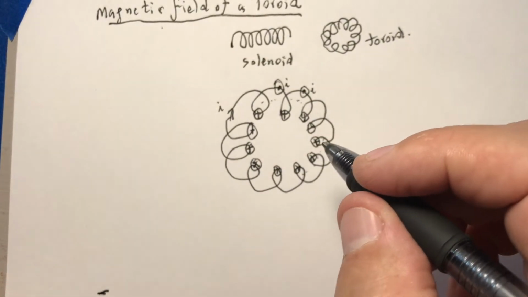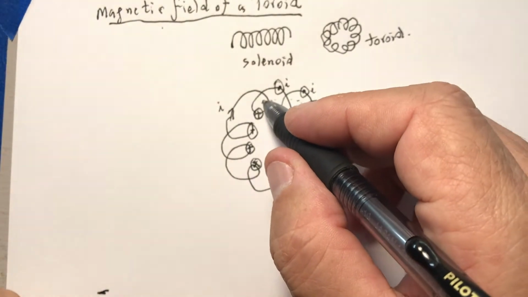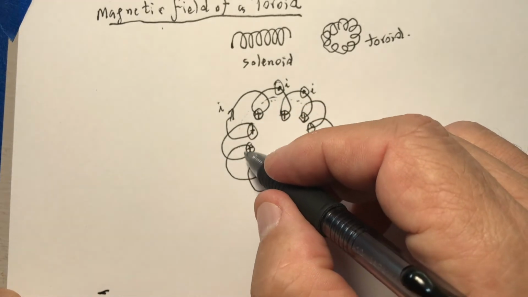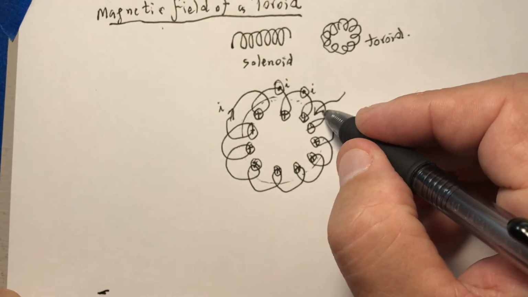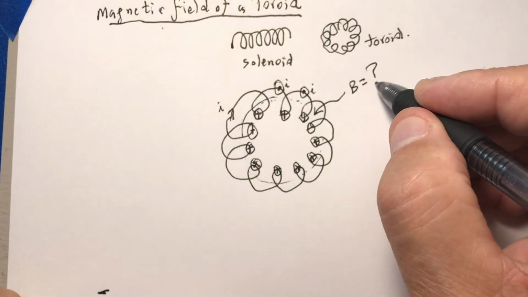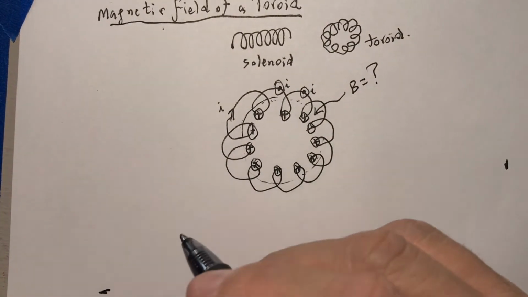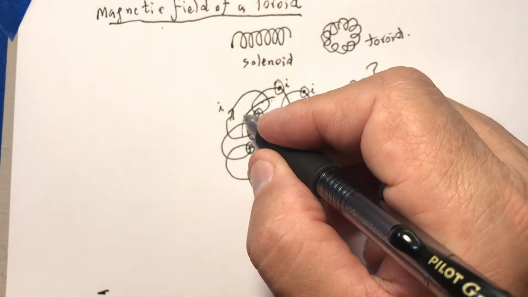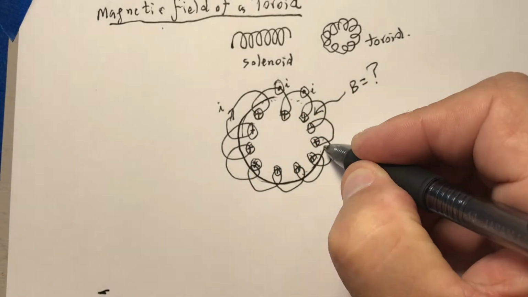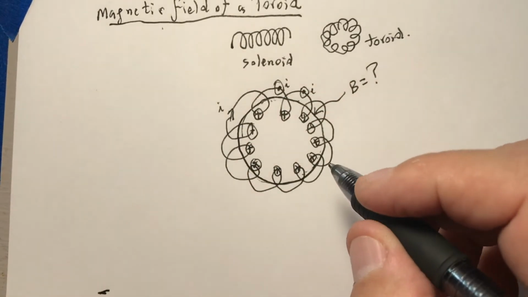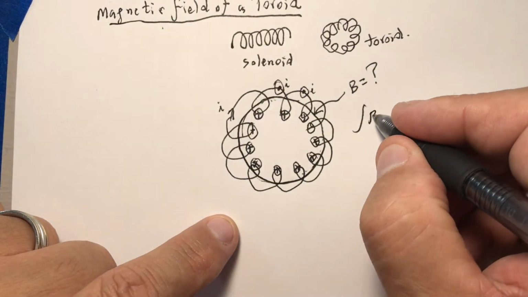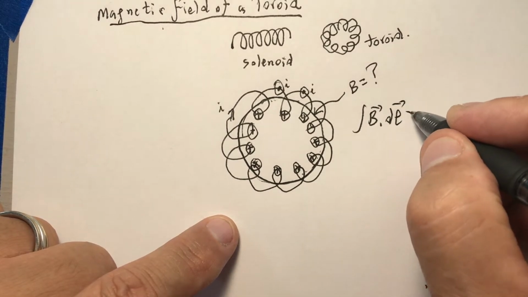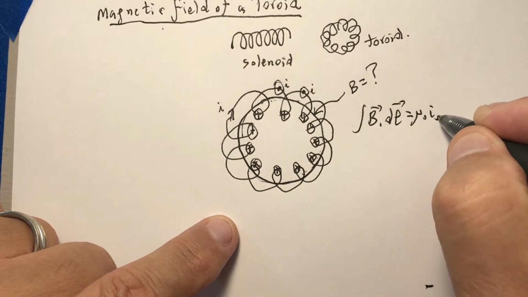Now we need to find the magnetic field there, in this region that I'm showing you with the pen here. We need to find the B field at that location. So what do we do? We draw an Ampere loop. Here is an Ampere loop. And then I put here B dot dl is equal to mu0 times I enclosed.